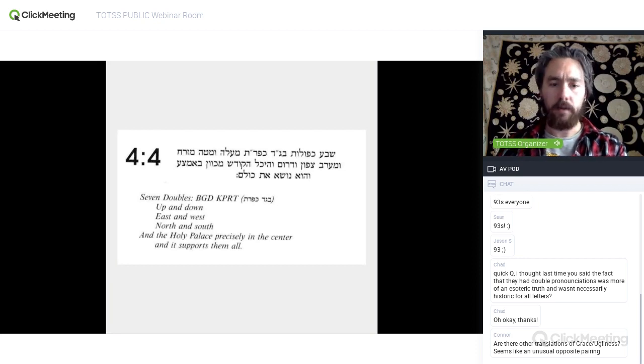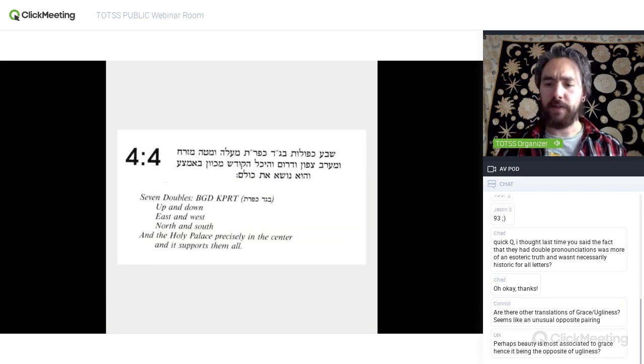Okay, so with the 6 directions, up, down, east, west, north, south, and the holy palace precisely in the center, and it supports them all. Now this is something that has been taken up into the Hermetic Kabbalistic tradition, so we can talk about it a little bit. The attributions are again just in order of the letters. So up is attributed to Beth, down to Gimel, east to Daleth, west to Kaf, and so on. And then finally, the holy palace in the center is attributed to Tav as the 7th thing. I believe all, at least major versions of the Sefer Yetzirah, keep this order the same, so people generally agree on this point.